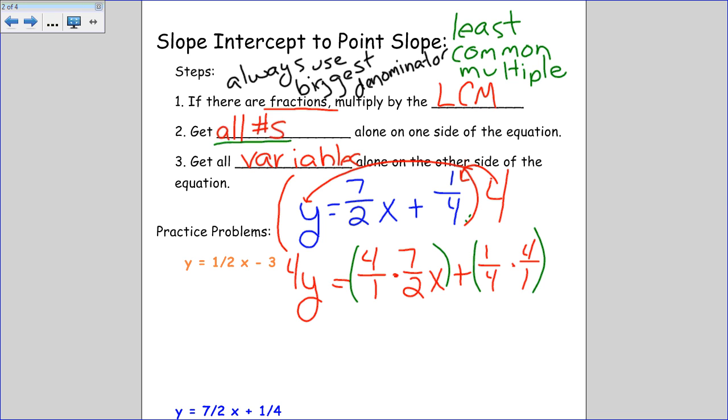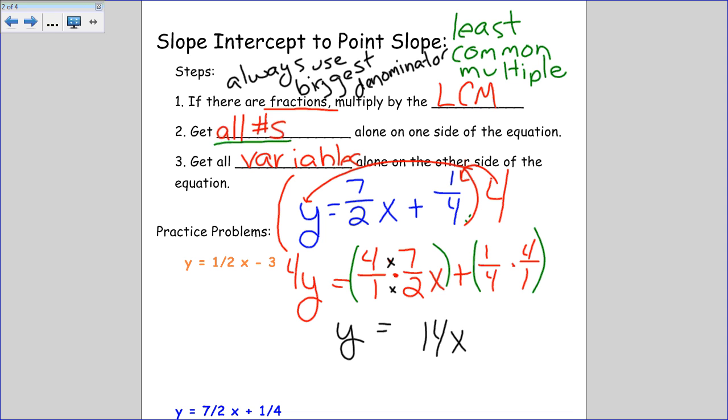Okay? Do you remember how we multiply fractions? What is 4 times 7? 4 times 7 is 28, okay? And 28 is going to be divided by 1 times 2. 1 times 2 is 2, okay? What's 28 divided by 2? Or half of 28 is 14. Okay, so here we're going to say y equals 14x. So we have a whole number now.